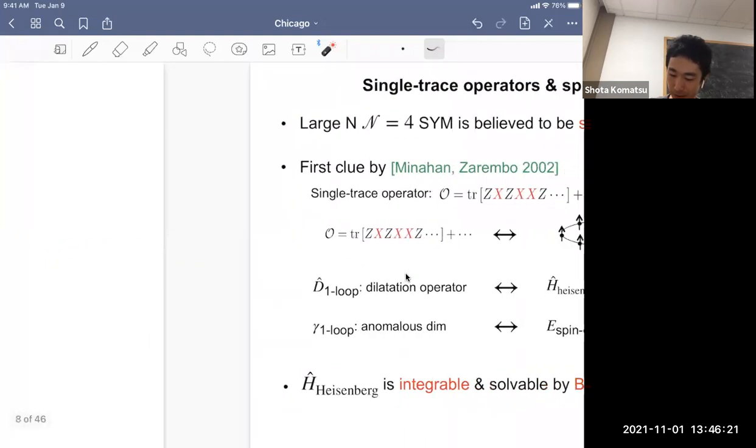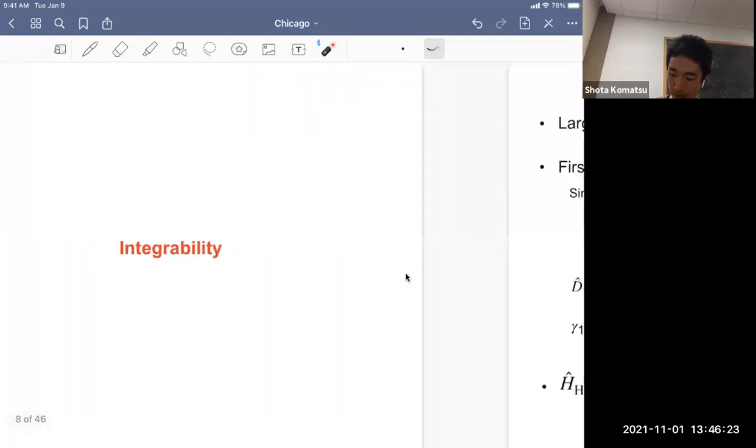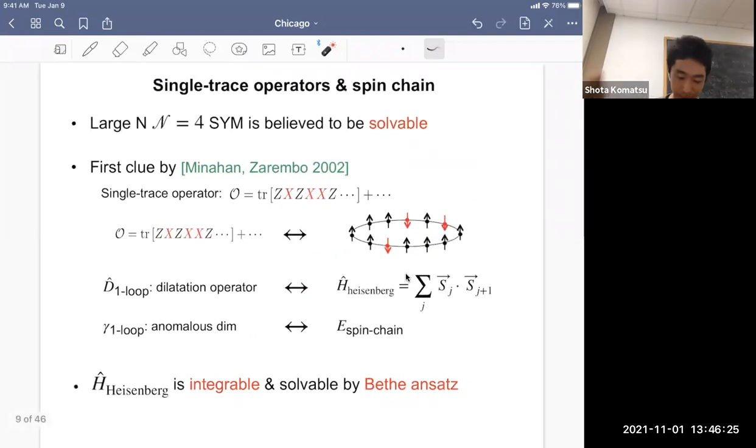Okay, so let's just review the integrability story in N=4 super Yang-Mills. In the large N limit, N=4 super Yang-Mills is believed to be solvable. And this was first found by Minahan and Zarembo in 2002, which is already 20 years ago.